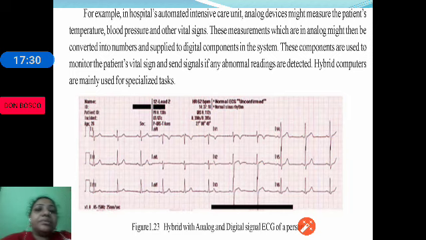Hybrid computers are basically specialized computers. They are used for some special tasks. As you can see here, a hybrid computer is using both the analog and digital signals to track the ECG of a person.